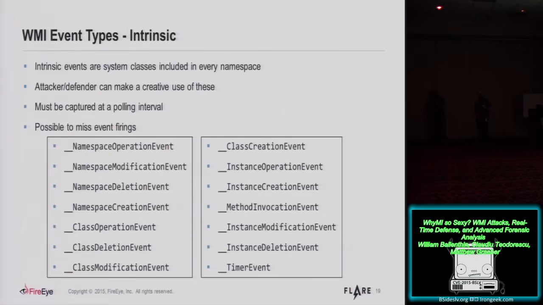So I showed you before, there's the instance creation event. So any object that is instantiated within that namespace, that event's going to fire. Okay? If a namespace happens to be created, namespace creation event is going to fire. If a WMI class is created on the fly, as has been done by a particular threat group called APT29, you would see that a class creation event would have fired.